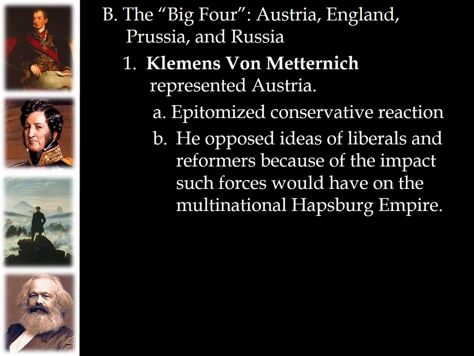He opposed the ideas of liberals and reformers because of the impact such forces would have on his own nation, the multinational or polyglot Habsburg Empire. Now remember, we've talked about this before, how the Austrian Empire is made up of a bunch of different ethnic groups, different language groups, different people. And because of that, it's hard to create unity in that empire. If nationalism takes hold in the Austrian Empire, since there's all these different ethnic groups, then if they each decide they want their own independent nation, then ultimately the Austrian Empire will unravel. That is why the leadership in Austria fears nationalism so much.